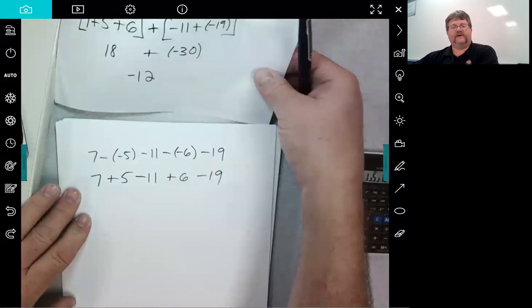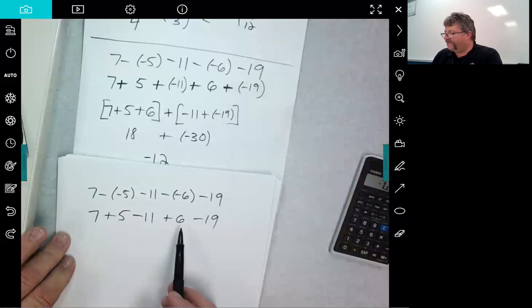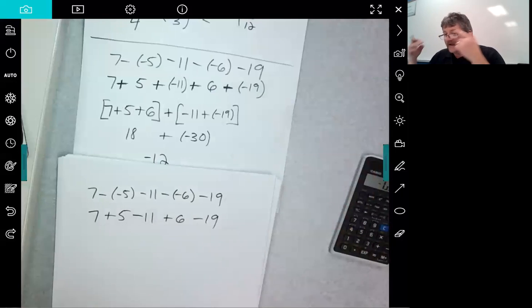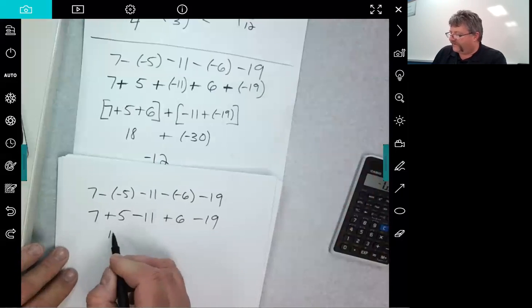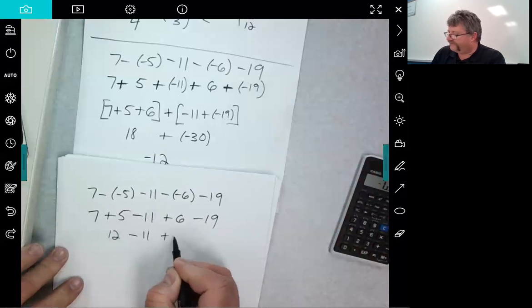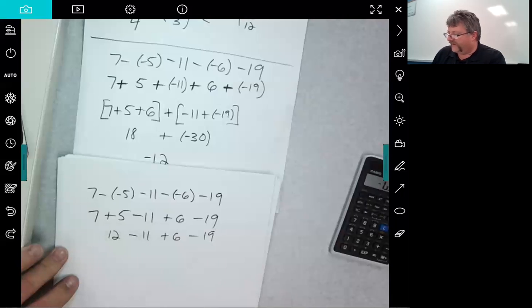First time we changed them all. This time I only got rid of the minus negatives. I leave everything else alone. And now to me, it's a mental game. I just like to work through it. 7 plus 5 is 12. I'll just do maybe one step at a time. Okay, 12 minus 11, I don't even have to think anything special there because it's a big number minus a small number. I got that figured out.